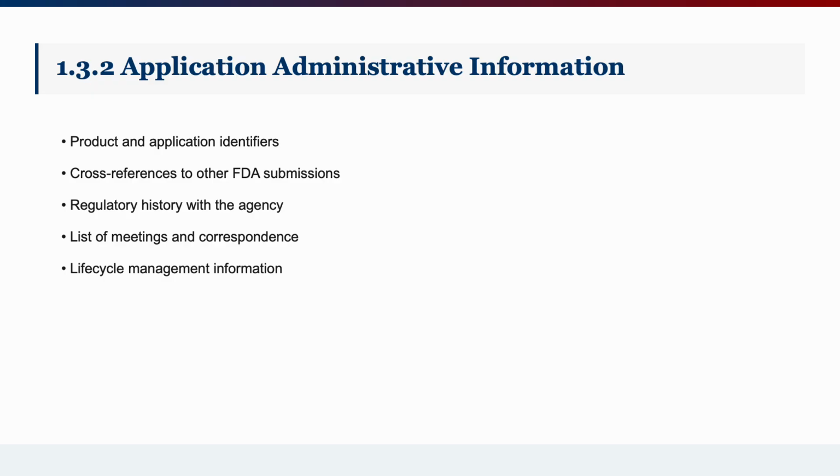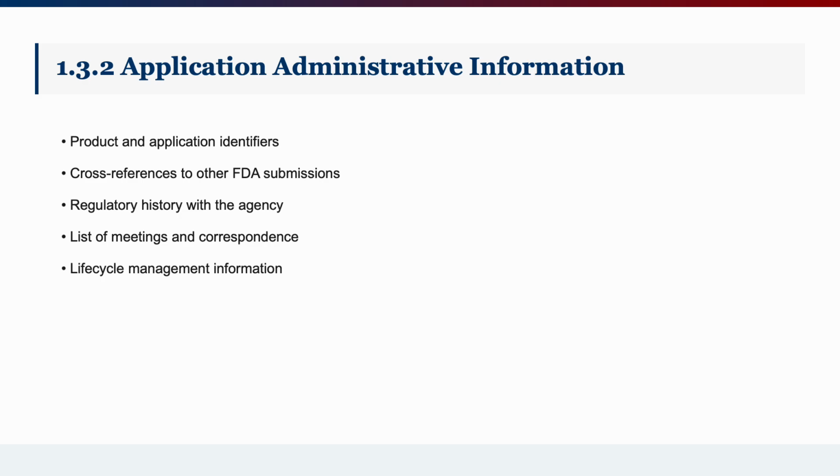Section 1.3.2 covers the administrative details that help the FDA track and manage your application through their systems. This includes various identifiers and cross-references that link your IND to other relevant submissions. Every drug product should have unique identifiers that the FDA can use for tracking. This includes any IND numbers you've already been assigned, and if you have multiple INDs or other submissions, those numbers should be listed for cross-reference.